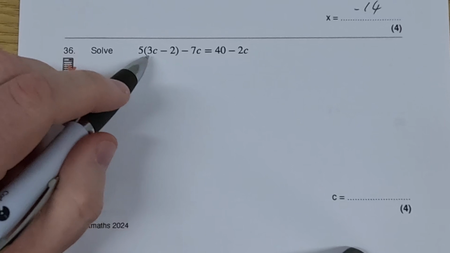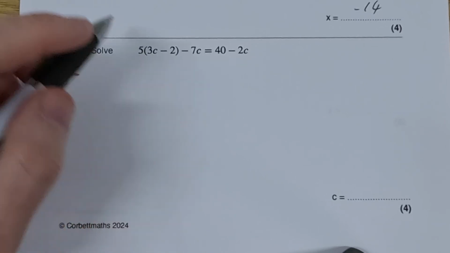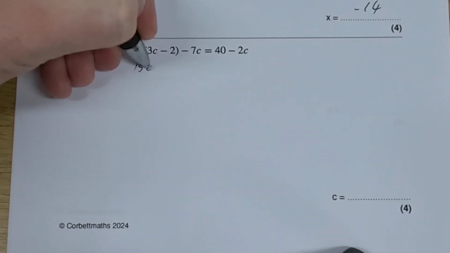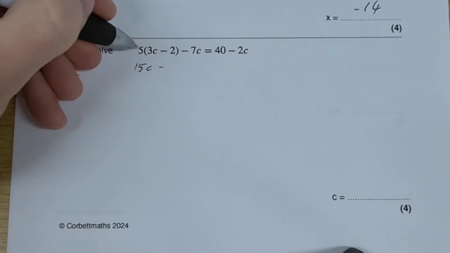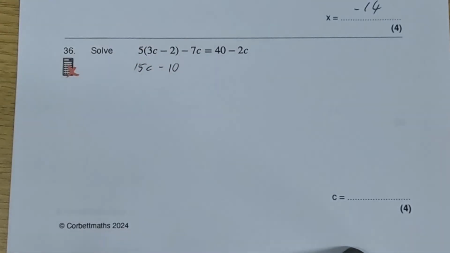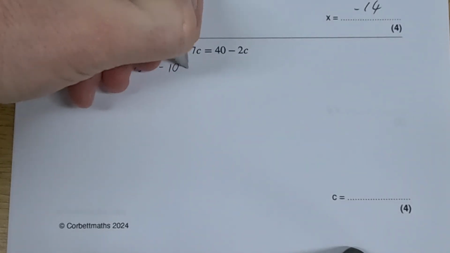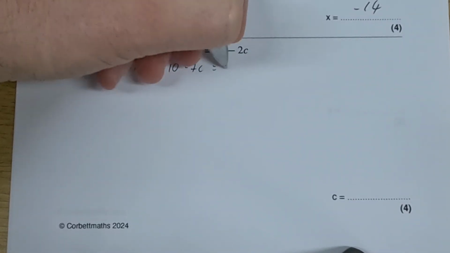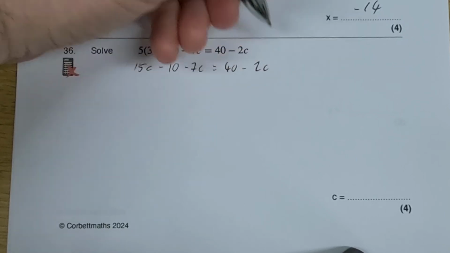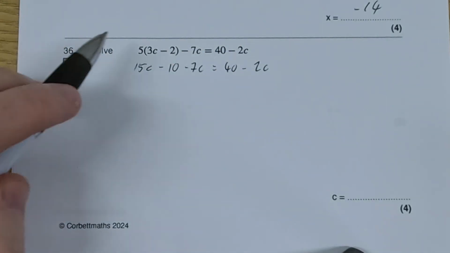So we're going to multiply what's inside the brackets by 5. 5 times 3c would be 15c, and then we've got our minus, and then 5 times 2 is 10. So we've expanded the brackets, and we've still got our minus 7c on the end, and that equals 40 subtract 2c. So we've expanded the brackets. Now let's actually have a look at this.